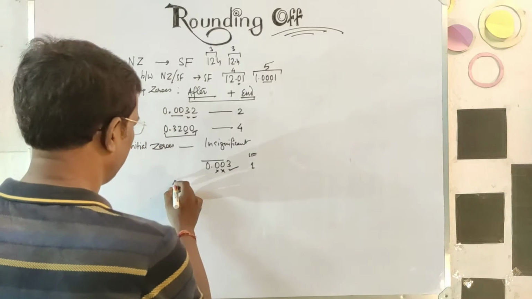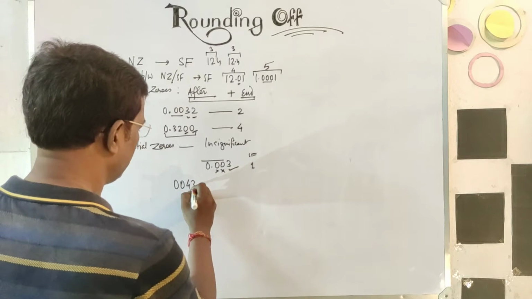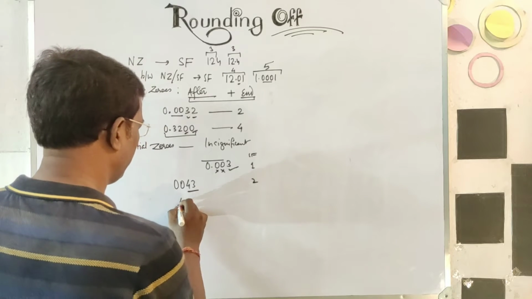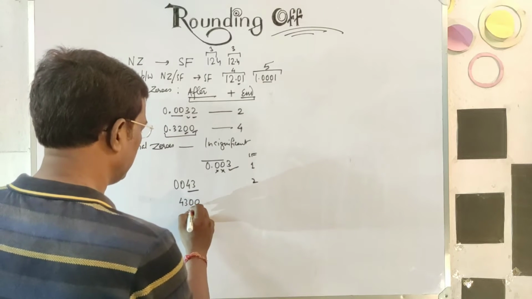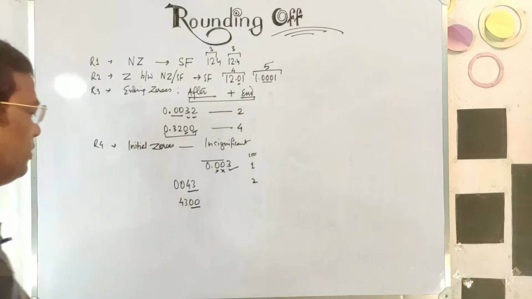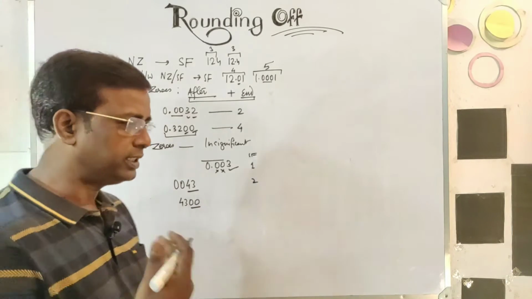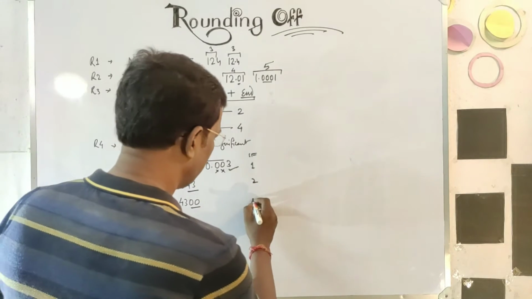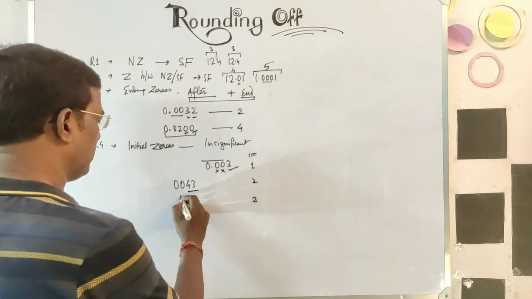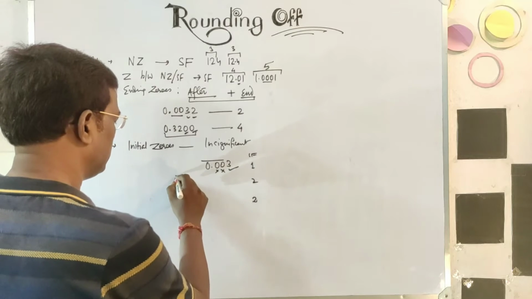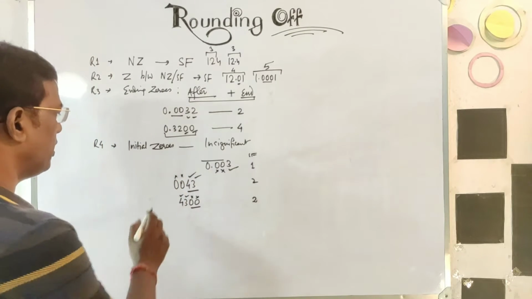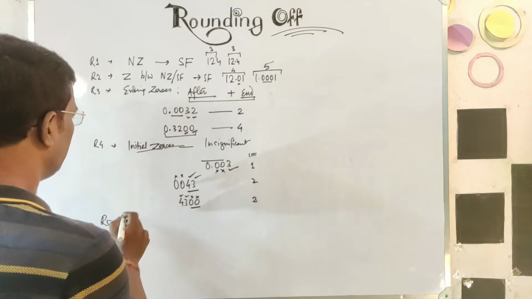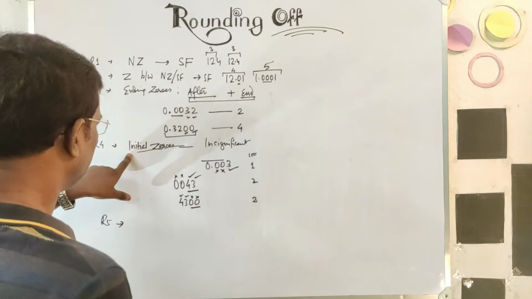Now if I take 0.0043, only 2, so it has only 2 significant figures. If I take 4300, even for a non-decimal number, the zeros which are trailing behind a number can be ignored, so it also has 2 significant figures. Only these two count. It is also 2. And this was the case of initial zeros.